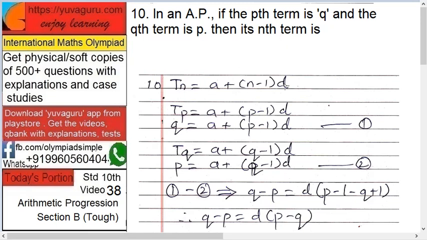A plus n minus 1 into D, right? Now Tp equals to what? Pth term. Tp equals to A plus P minus 1 into D. But what is pth term? Q. So Q equals to A plus P minus 1 into D. Similarly, the other one. P equals to A plus Q minus 1 into D. We get equation number 1 and 2.